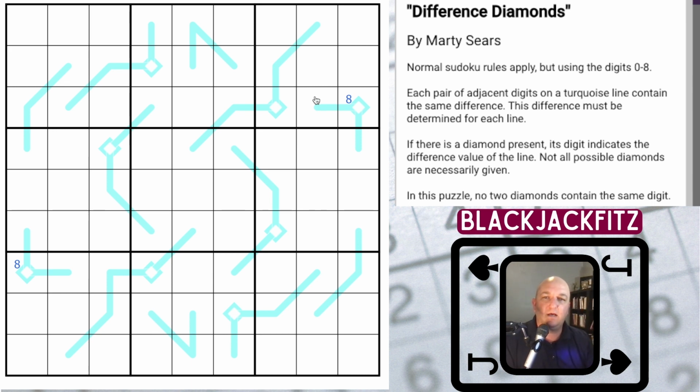Now, the other thing is this diamond. If we think about what this diamond can be, let's imagine it was a 5, for example. Well, what can that be? It can only be 0. And then what's that? It doesn't work, right? So that can't be. I think this is the point.